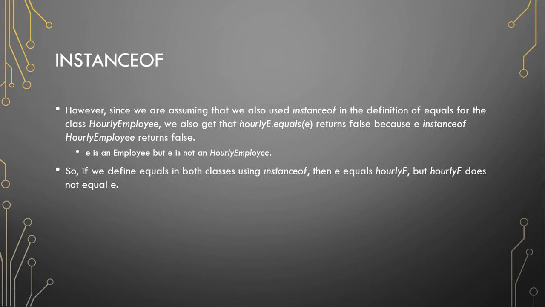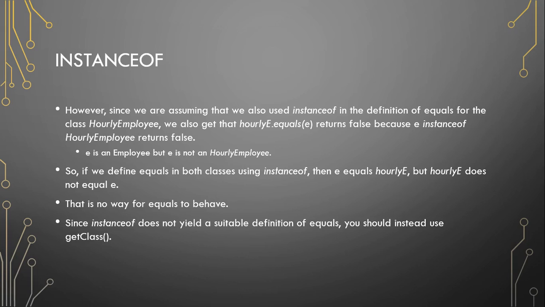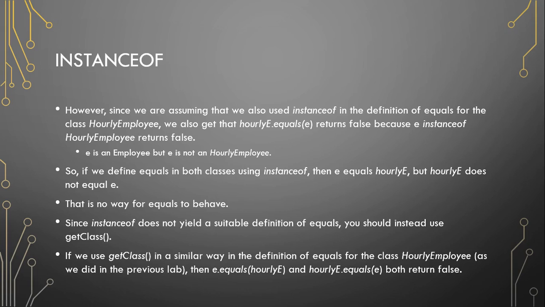So if we define equals in both classes using instanceof, then e equals hourlyE, but hourlyE does not equal e, so they're not equivalent. Of course, this is not a proper way for our equals method to behave, because if one object is equal to another object, they should both be equal to each other. If A equals B, then B should equal A. Since instanceof does not yield a suitable definition of equals, we should instead stick to using getClass. If we use getClass in a similar way in the definition of equals for the class HourlyEmployee, as we did in the previous lab, then e.equals(hourlyE) and hourlyE.equals(e) will both return false.